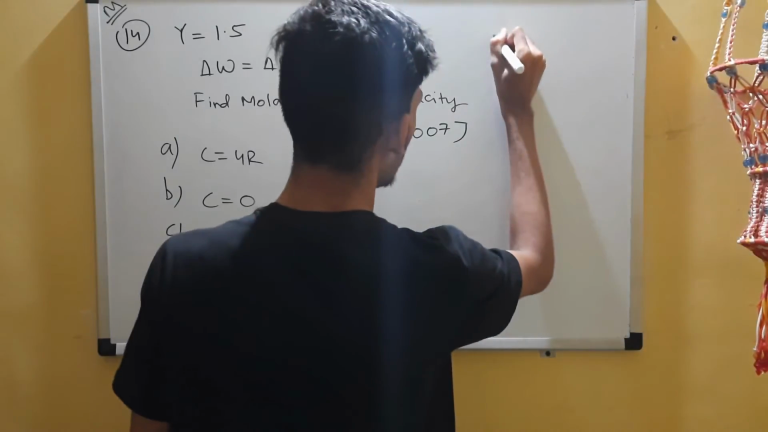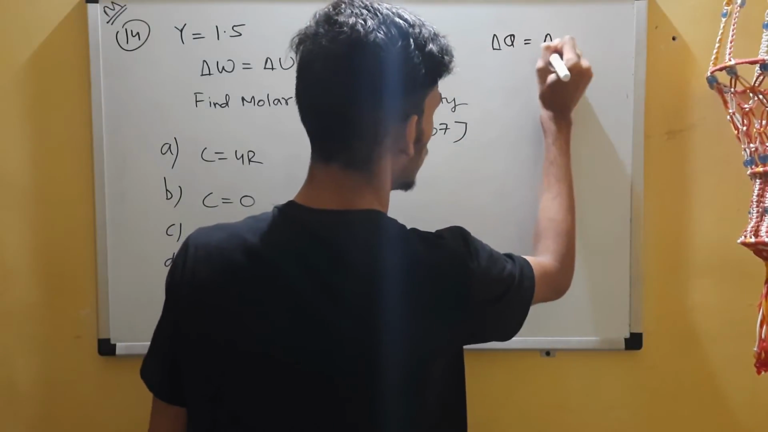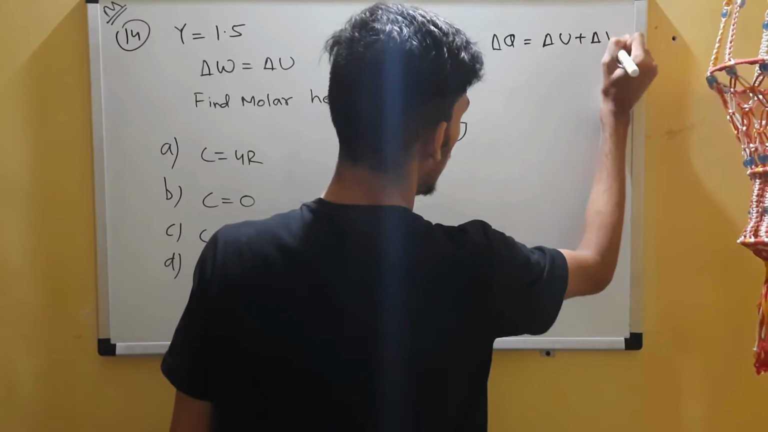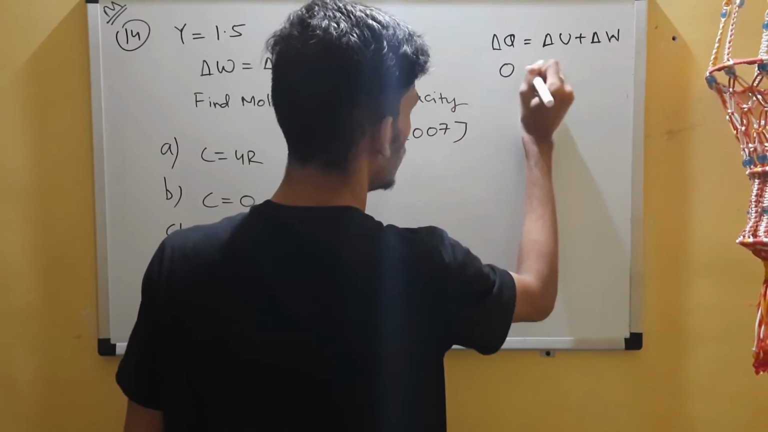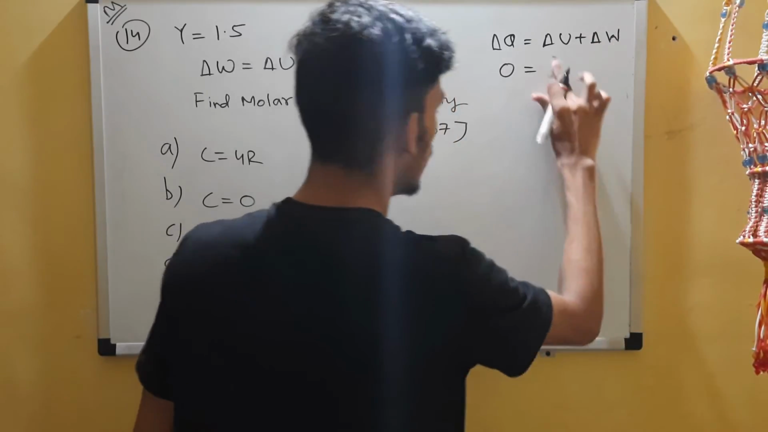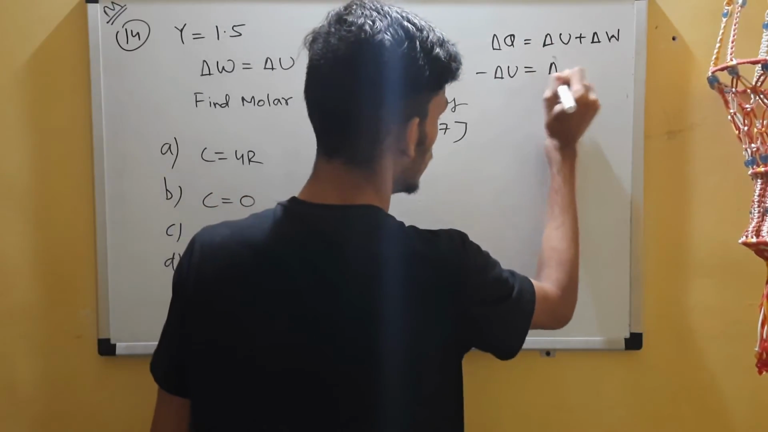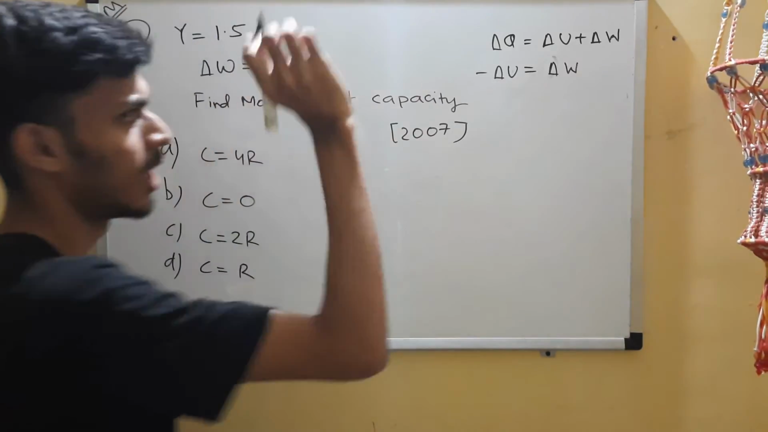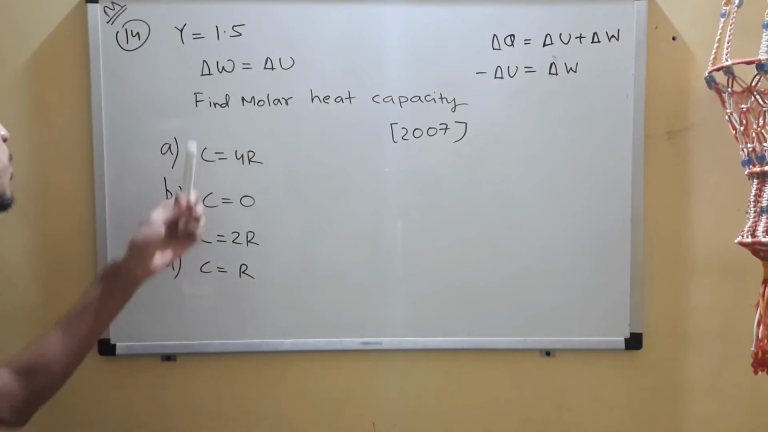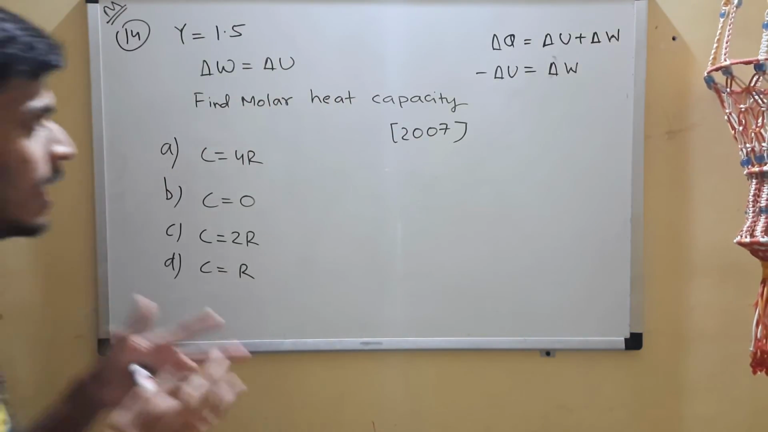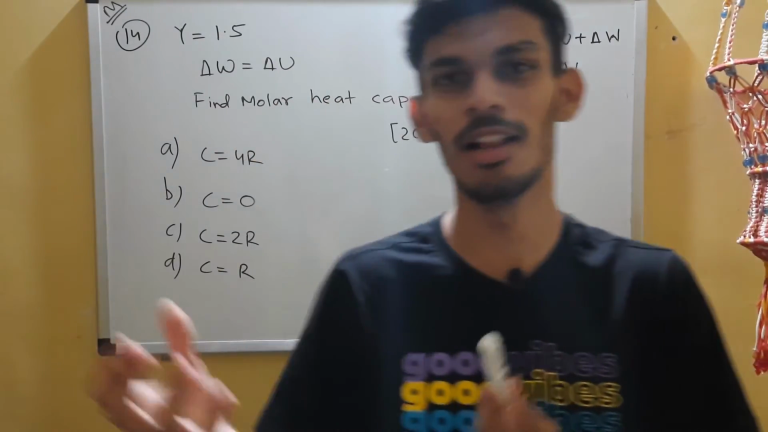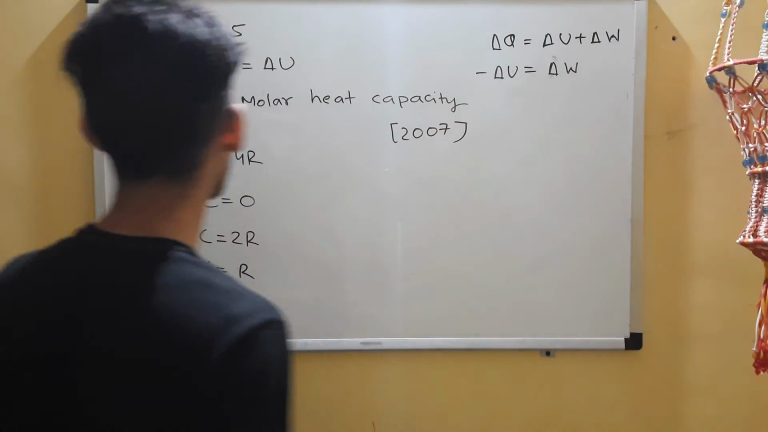In an adiabatic process, let's write the first law of thermodynamics. In an adiabatic process, you can see that delta Q will be 0, and so the change in internal energy is equal to minus the work done. So this is not adiabatic, okay? You are supposed to find the molar heat capacity. It is a typical one. Do it with me. So let's do it.